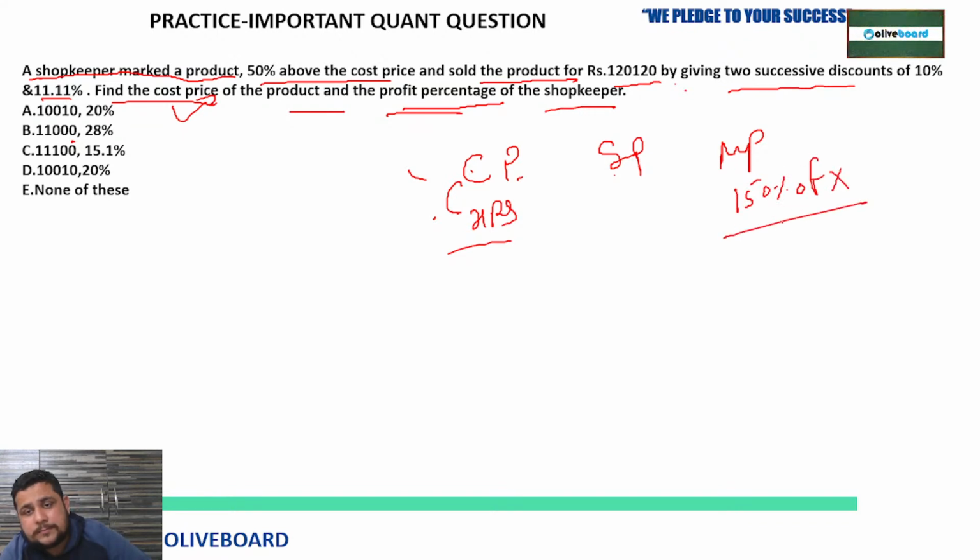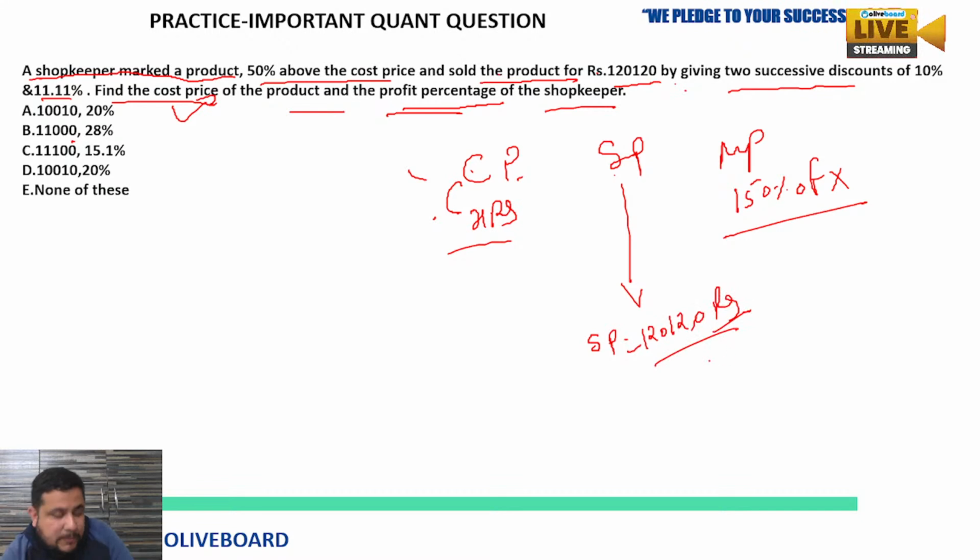Clear? Because always, if you are marking a price, then you will mark above the cost price. Then sold the product for rupees. Selling price is given, that is equal to 120,120 rupees. This is the amount which is given to us.